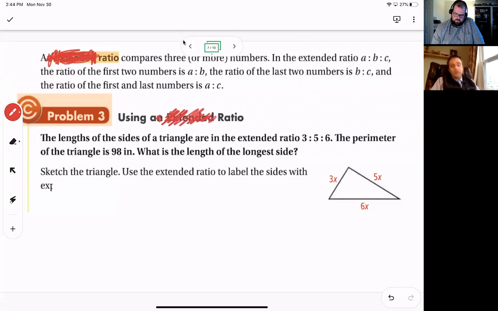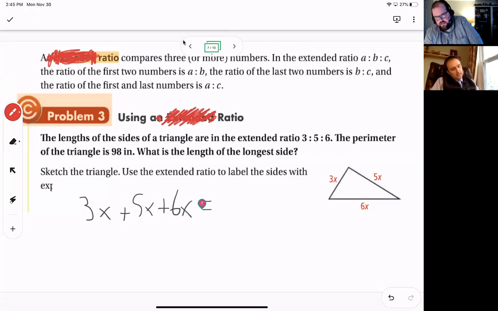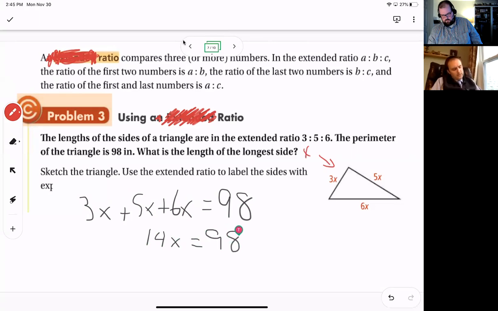But anyway, perimeter is add them up. So that means 3x plus 5x plus 6x. Oh, because perimeter is the distance around the outside. Yeah, it's 98. Add up the stuff around the outside. I always like to picture an ant. I don't know why I pick an ant wandering around the outside of a figure. That makes sense. And then 3 plus 5 is 8, plus 6 is 14. And that's 98. Divide both sides by 14, and you get some number.